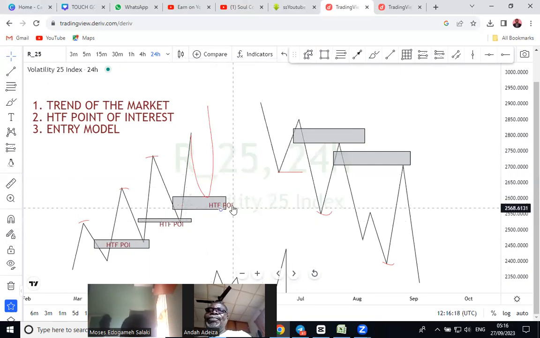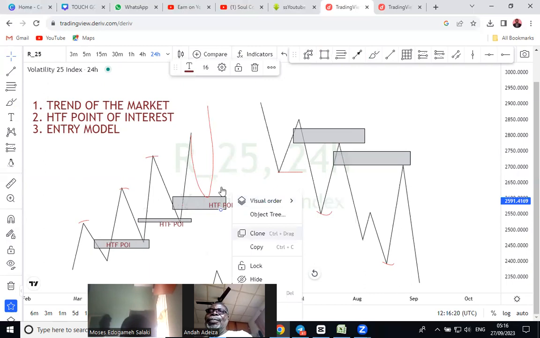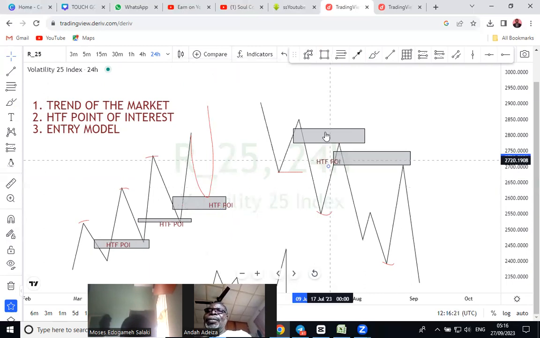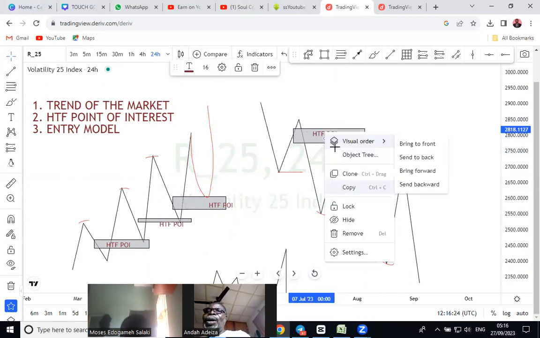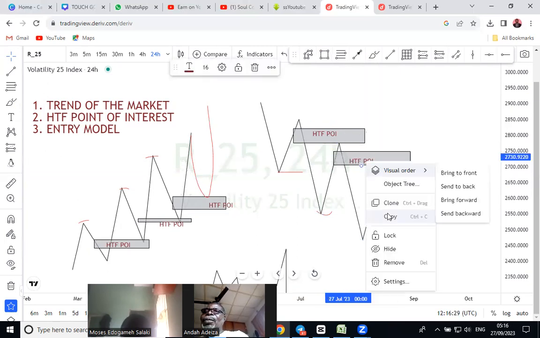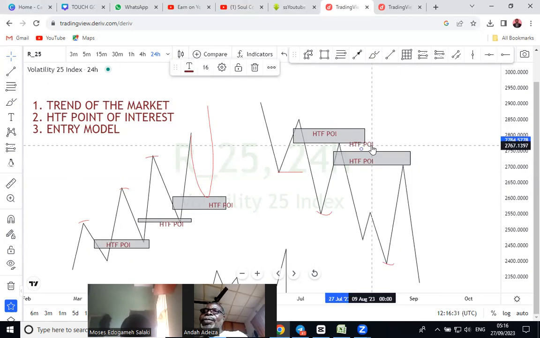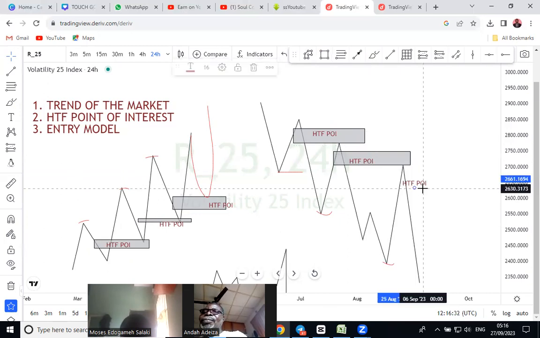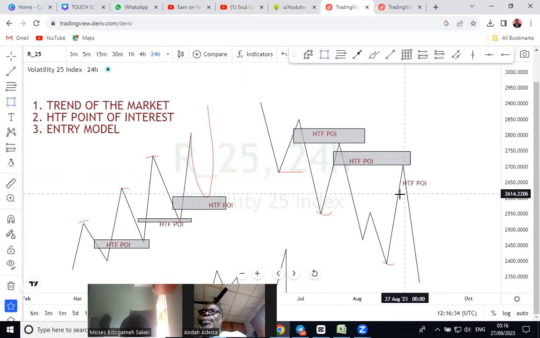So if price is bearish, the point of interest will be where you want to sell. Price is bearish, the point of interest is the previous high where you are waiting for price. That's where you want to allow price to come back to.